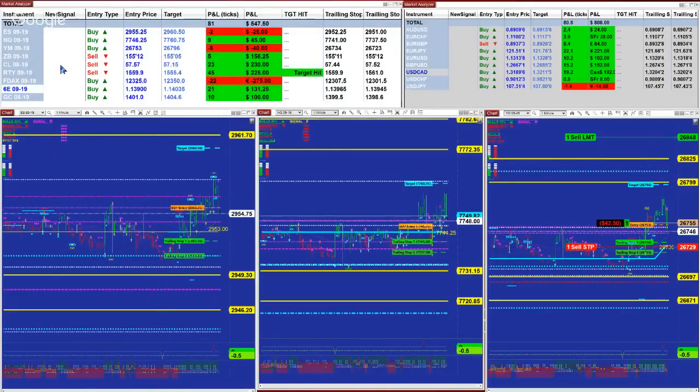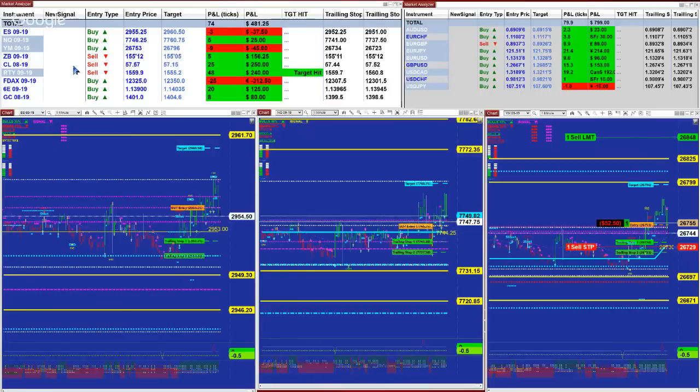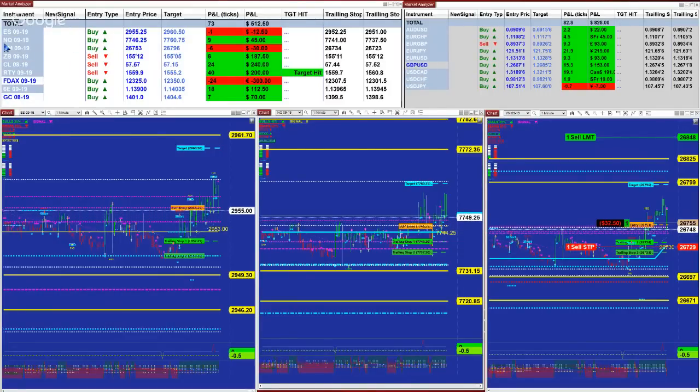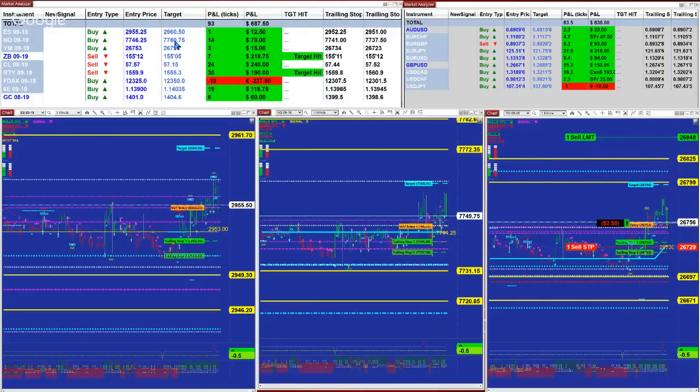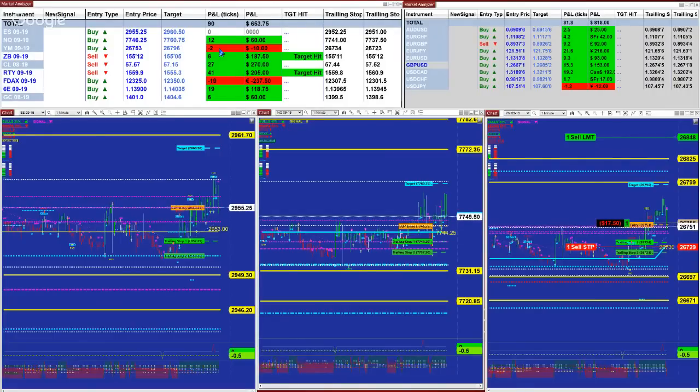For the ones that are new, you don't need to do anything. You don't need to start to speculate in the market. If you look at the left corner here, you will see the new signal. Where to buy is, as an example here, the Nasdaq. It was a buy signal at 7746.25. Target it is 7760.75. The market analyzer is based on one contract.